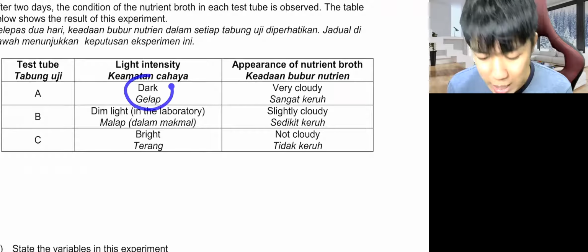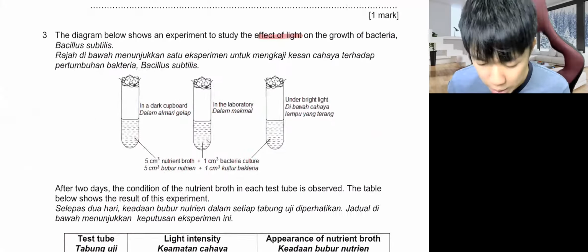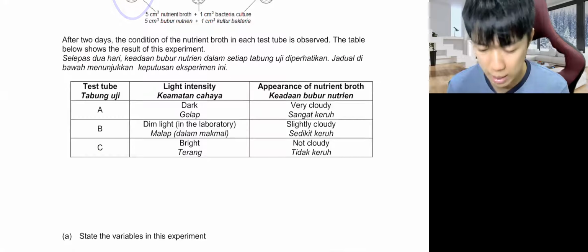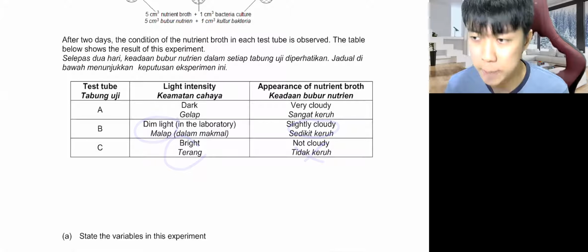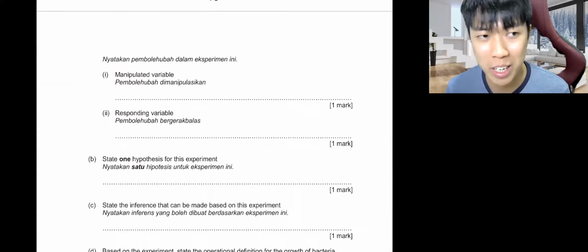So you realize the dark one becomes very cloudy. The dark one becomes cloudy. In the cupboard, best. Dim light, a bit cloudy. Bright, they don't like. Okay, all right. So here we go, the format again.